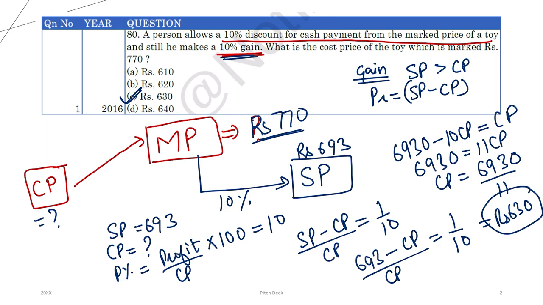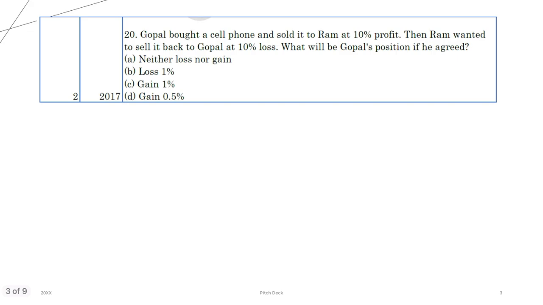Simple application of the formula, and the concept should be very clear: what mark price is, what cost price is, what selling price is. This is what we have learned in the conceptual video. Now, moving on. This is the next question. Read once. This says Gopal bought a cell phone and sold it to Ram at 10% profit.